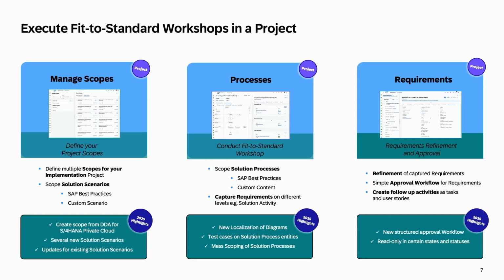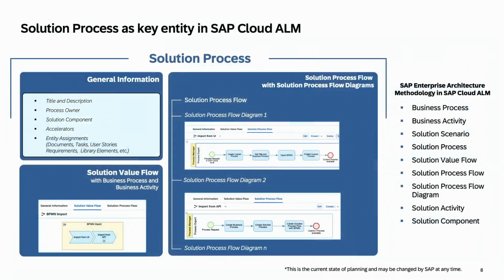Looking at the Requirements app, where we have the requirements refinement, approval, and creation of follow-up activities, you now can assign several solution processes to one requirement. We had there in the past only a one-to-one connection possible. And we have also a new structured approval workflow for you to be used.